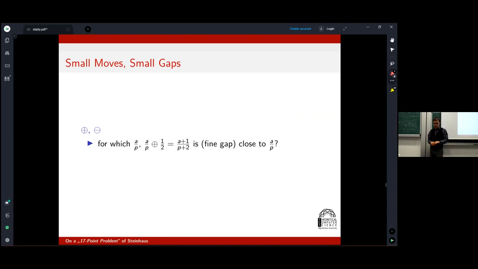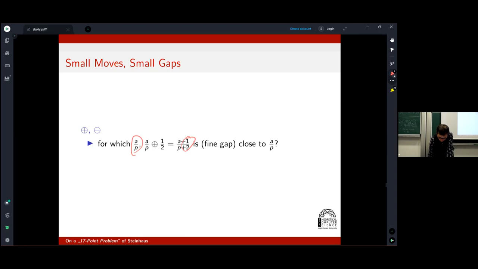Okay, so now let's talk about small moves. I want, for each fraction in this set, to find another fraction in the same set that is larger and close to A over P. So we can discuss small moves. What happens to a fraction A over P if we change the denominator by plus 1 and the numerator by plus 2? And it's convenient to draw it like this.